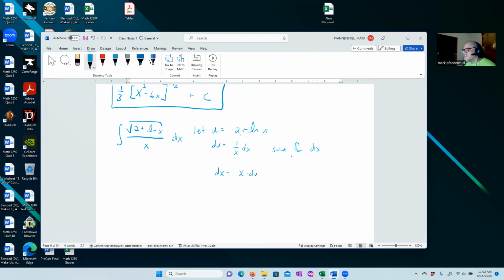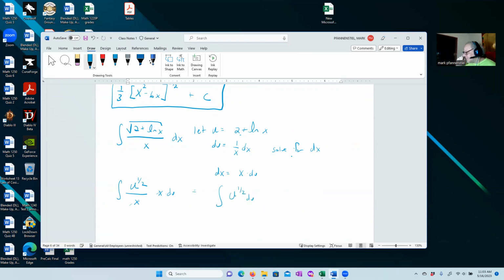So let's start substituting. So we have the integral of, can I say that this is going to be 2 plus natural log of x, that was our u to the 1/2 power. And then we have x, and then what was my dx? My dx was x times du. So those cancel, that's the whole point. So we have the integral of u to the 1/2 power du.